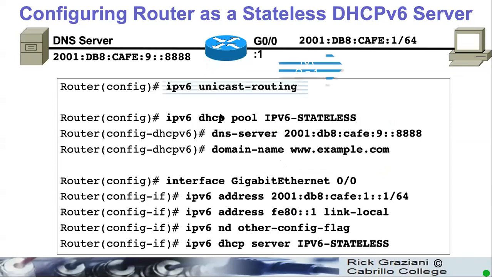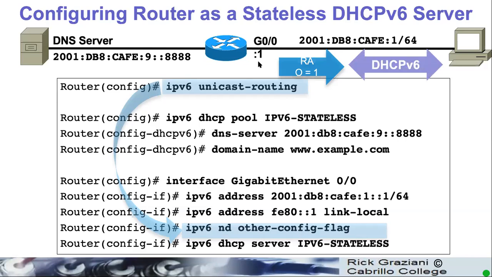All right, so we have our IPv6 unicast routing that sends out the RA message. And in this case, we're going to change the O flag to 1. So on our interface, gig0/0, we've set the O flag to 1. Okay, we also want to act as a stateless DHCPv6 server. So on the interface, this is where we're enabling this interface to act as a stateless DHCPv6 server.